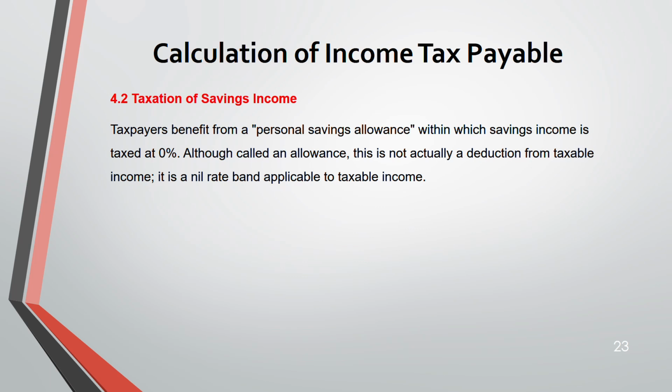Now, taxation of savings. For savings, there is an additional benefit. What is it? If your taxable income falls within the first 5,000, that means all of that taxable income is savings only. That means the first 5,000 of income is your savings income. You don't have any non-savings. Non-savings is zero. Savings income in the first 5,000 is taxed at 0%.